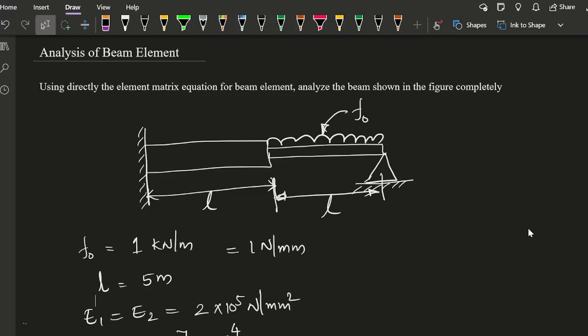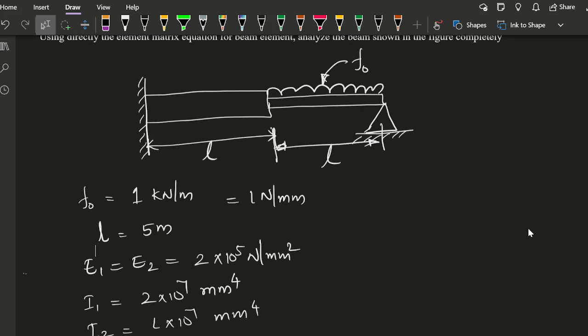In this video, we will see a problem on analysis of beam element using direct element matrix equation. The question says that using directly the element matrix equation for beam element, analyze the beam shown in the figure completely. So we have a figure, and it's a beam element, and they have given the data as well.